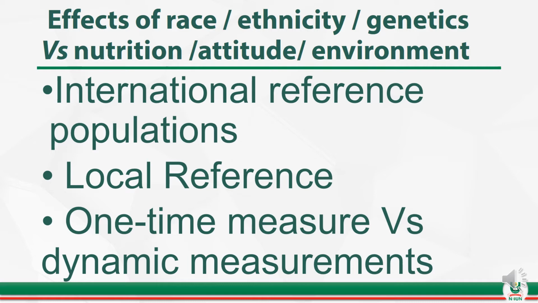Like in Nigeria, you have different ethnic groups. The weight and height in different ethnic groups may be different because they live in different environments, they eat different food, and they have different genetic makeup, so that might affect the reference ranges. And then when you're measuring weight and height, you could measure it one at a time, or you could measure it over time, what we call dynamic measurements.